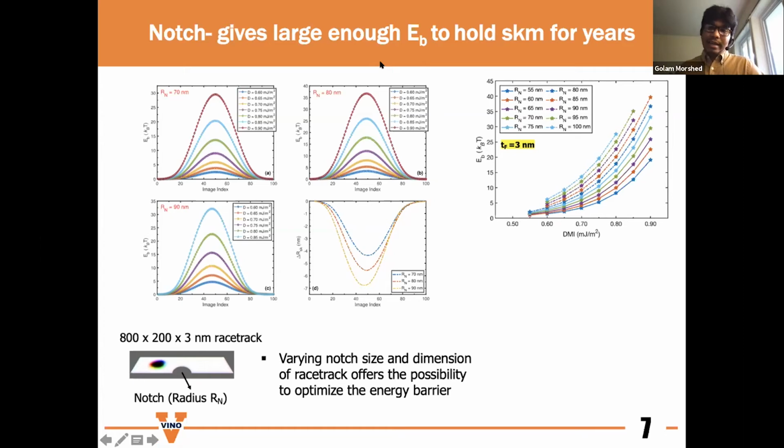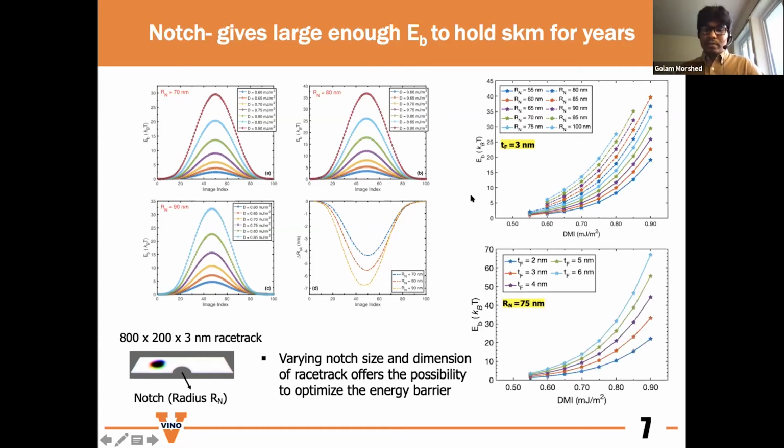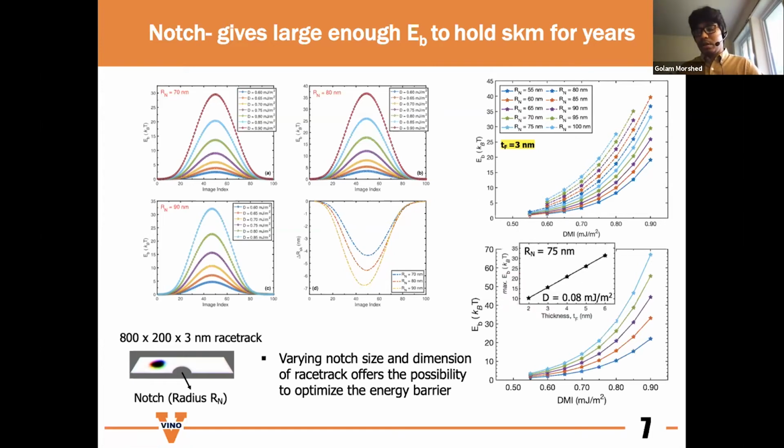And this energy barrier can even be increased by changing the thickness of the film, and the relation of the energy barrier to the thickness of the film is basically linear. So as we use a thicker film, we will definitely get a higher energy barrier as we need.